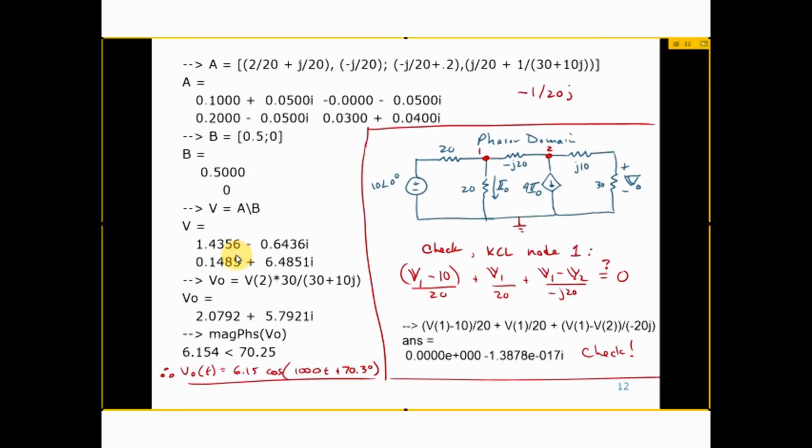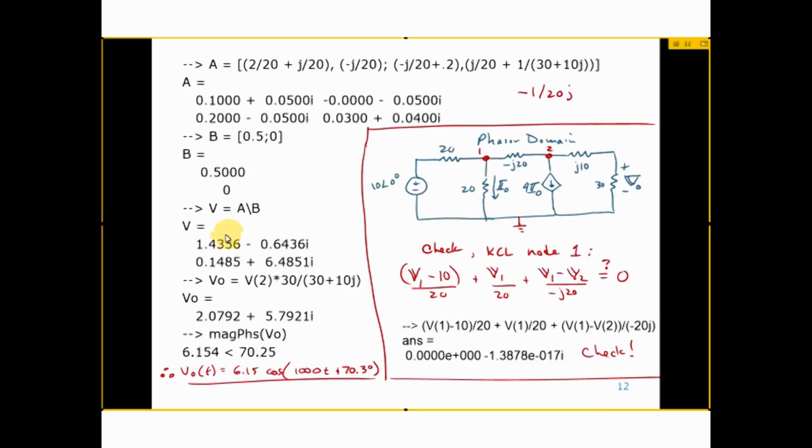Now at this point, you can just solve, because we're actually trying to solve for VO. And VO is just a voltage divider of V2, isn't it? So VO is just 30 over 30 plus 10j times V2. You can specify V2 as V parentheses 2. This V is a vector. V1 is the first voltage. V2 is the second voltage. So V2 times 30 over 30 plus 10j is going to give you the answer, which you can then convert into polar form, like so.